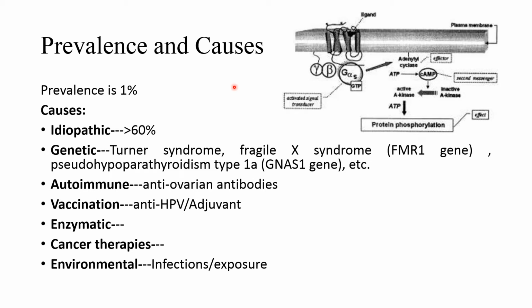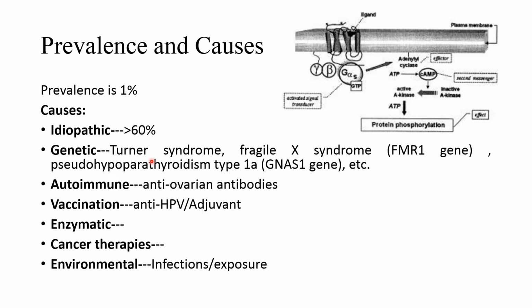Genetic mutations like Turner syndrome were found. Turner syndrome is the monosomy of X chromosome, that is, one X chromosome in women is missing, or part of the X chromosome is missing. So this Turner syndrome was found linked with POF.